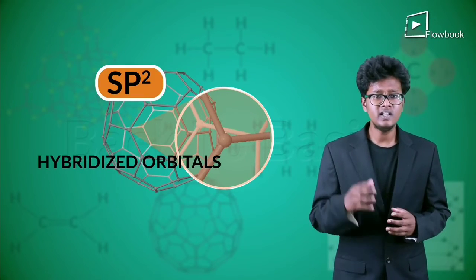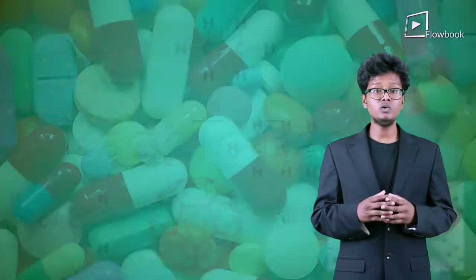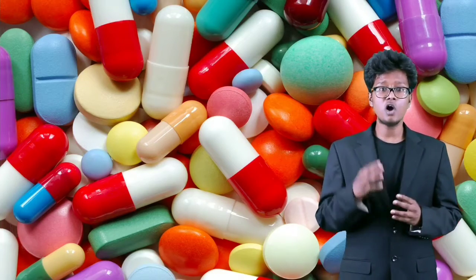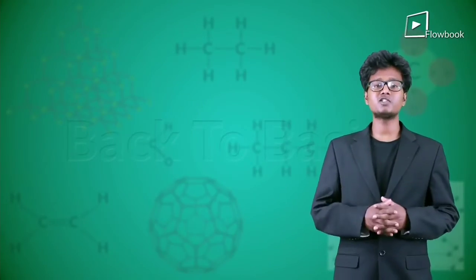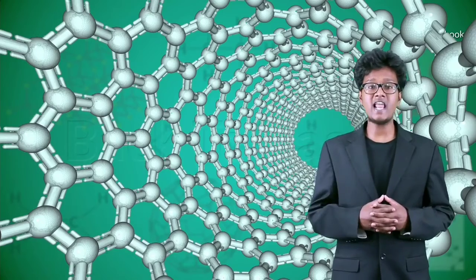And interestingly, these molecules have a potential medical use. They can be used as antibiotics to resist bacteria and even detect a few cancer cells like melanoma. Just like Buckminsterfullerenes, nanotubes are an allotropic formation of carbon.